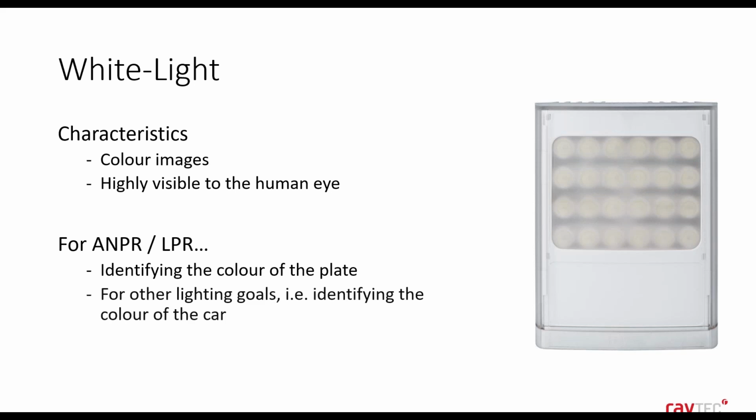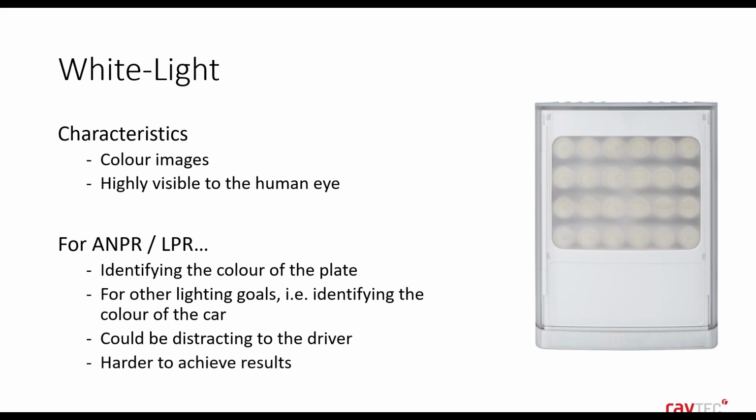And in a similar vein, we may need to identify the color of the vehicle as well as the image of the plate, or indeed there could be other lighting goals which stipulate that white light is required to capture color images. On the downside, the use of white light could be distracting to the driver, because it's visible to the human eye, unlike infrared. And it is harder to achieve results with white light. The camera is not as receptive to white light as it is to infrared light. It also means that we can't filter out the visible light, so things like headlights and glare could become more of an issue when using white light for your ANPR system.